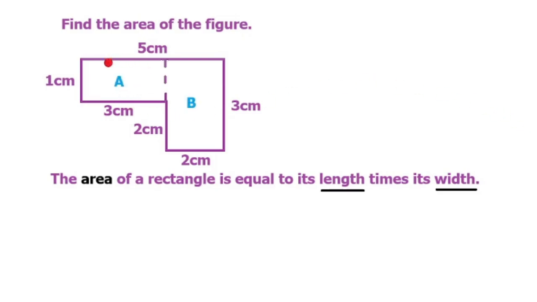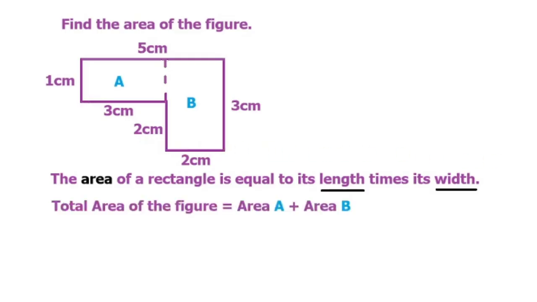So we would have rectangle A and rectangle B. And the dimensions of rectangle A are 1 centimeter by 3 centimeters. And the dimensions of rectangle B are 3 centimeters by 2 centimeters. So we have all the information here to calculate the area of this funny looking figure. So the total area of the figure would be the area of A plus the area of B. So it would be area A plus area B.